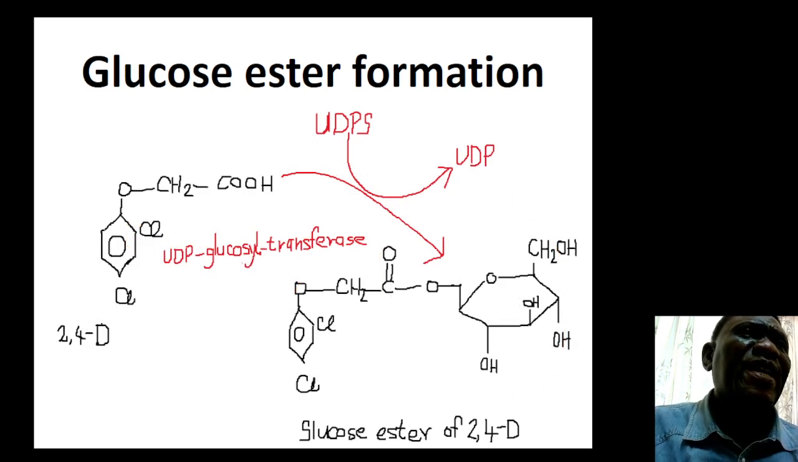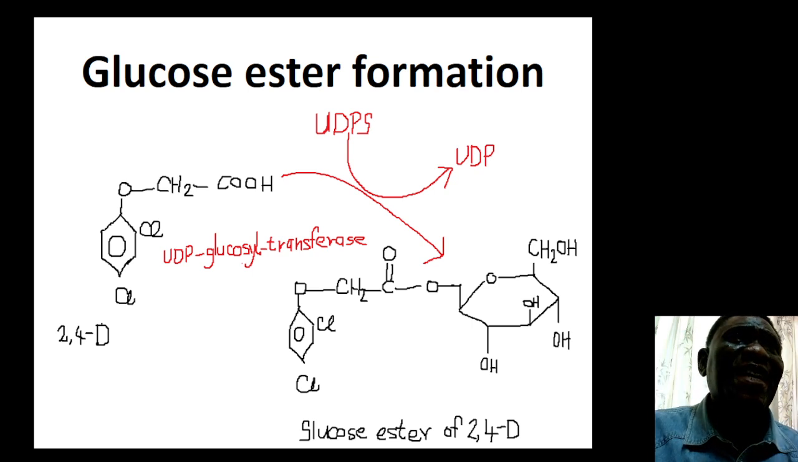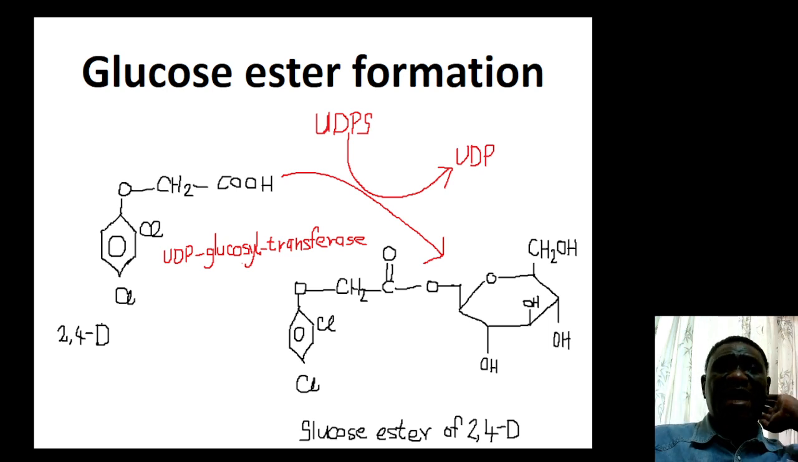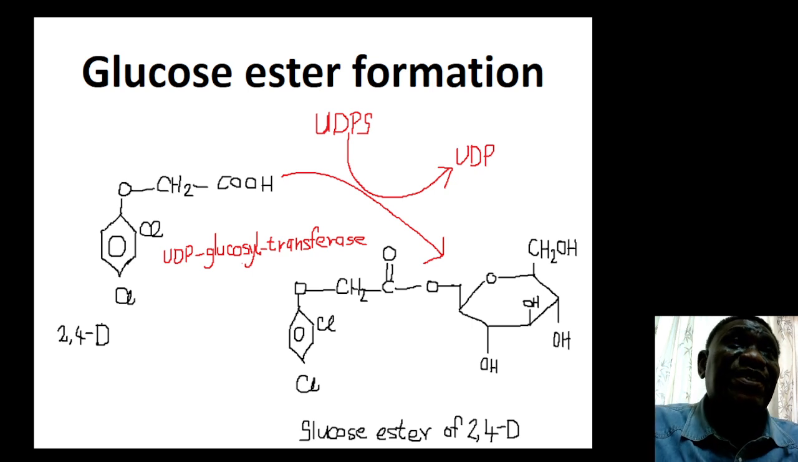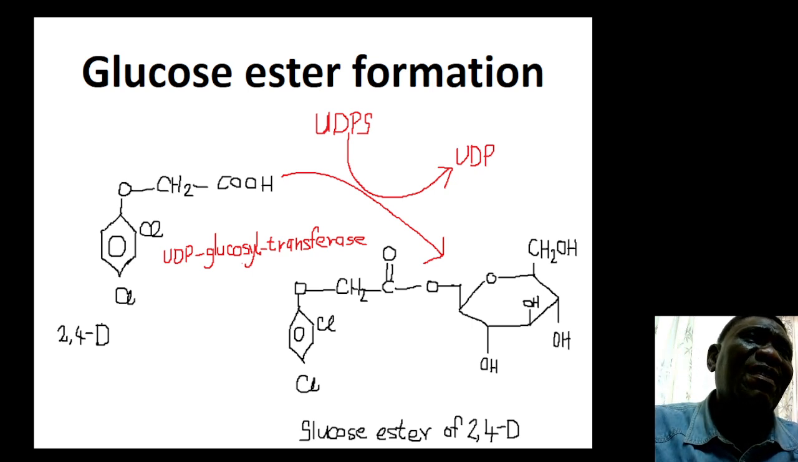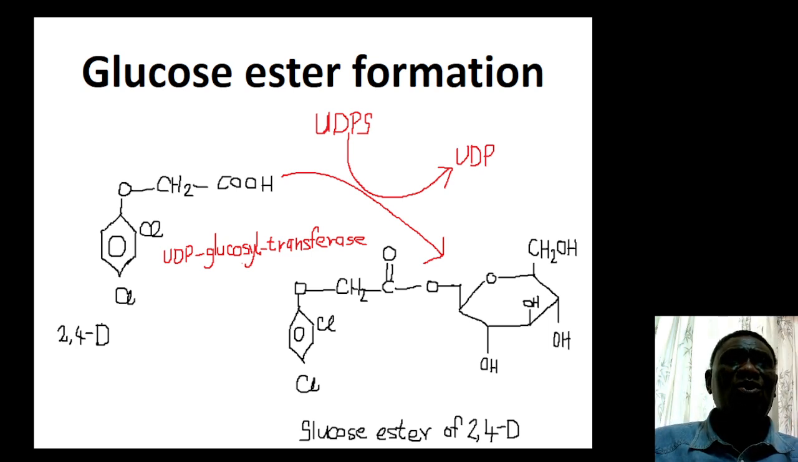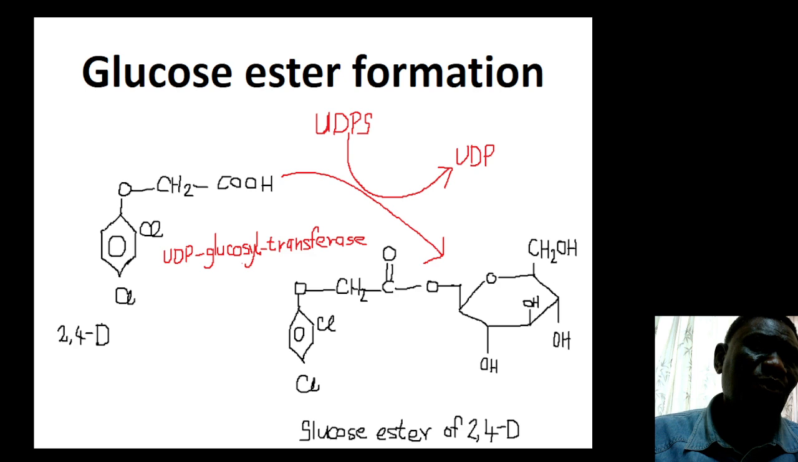This can also occur to the 2,4-D. You know, 2,4-D has got that portion with COOH. It can be detoxified by sugar, glucose. UDPG donates the glucose, which reacts with the 2,4-D to form a glucose ester of 2,4-D.